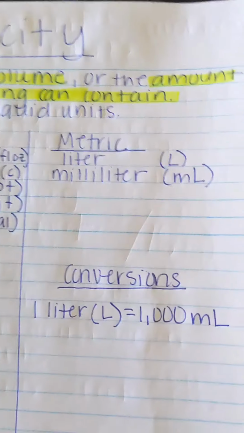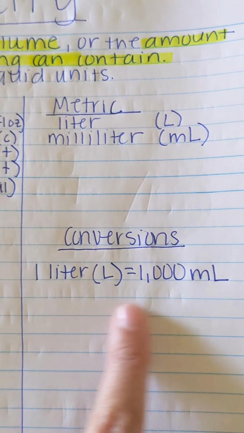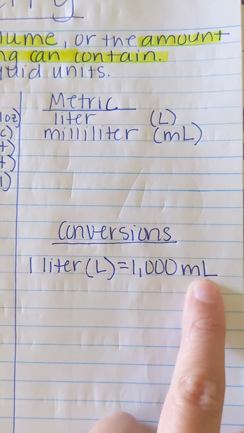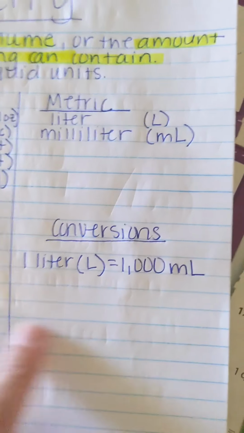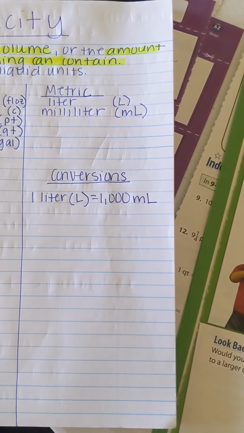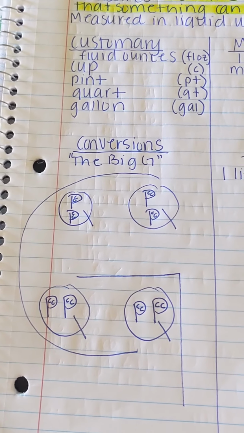So metric, we'll start there because those conversions are pretty easy. You only have to worry about one. 1 liter is equal to 1,000 milliliters, or 1,000 milliliters are in 1 liter, right? So that's the only thing you need to write on that side of the page. You see mine zoomed out. That's what that looks like. Over here with customary, you have a lot more units of measure to work with.